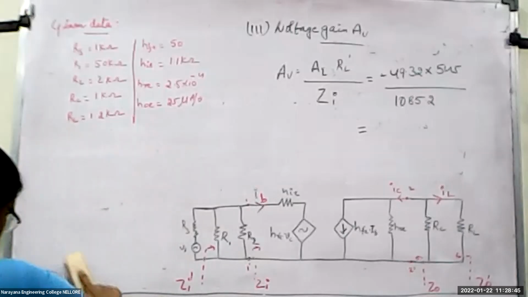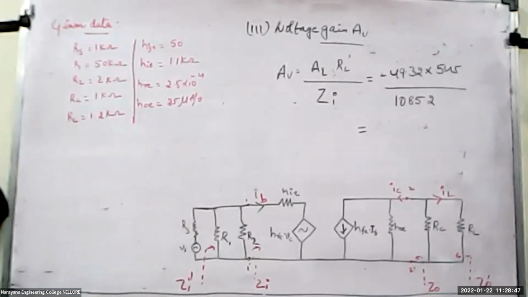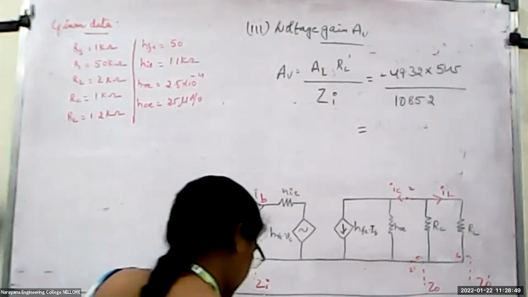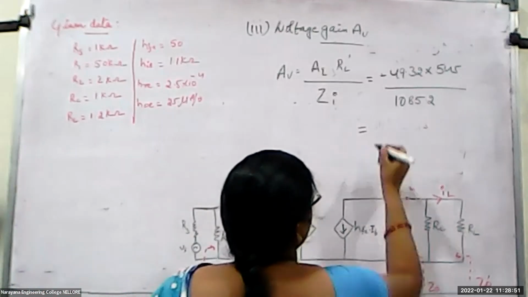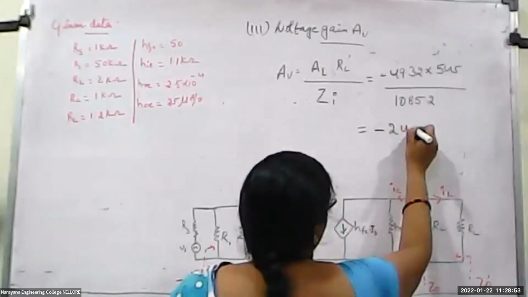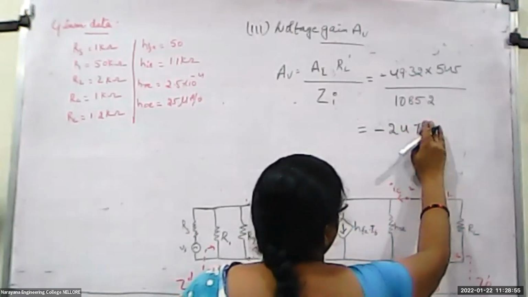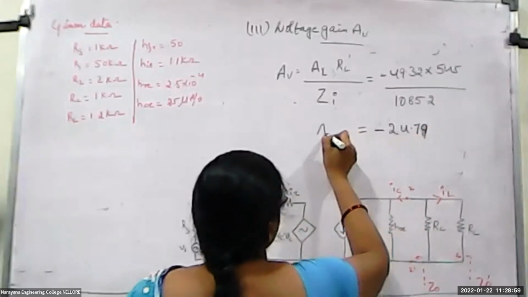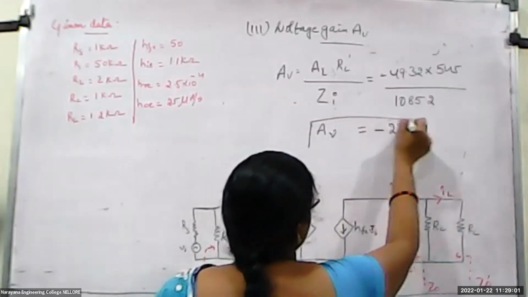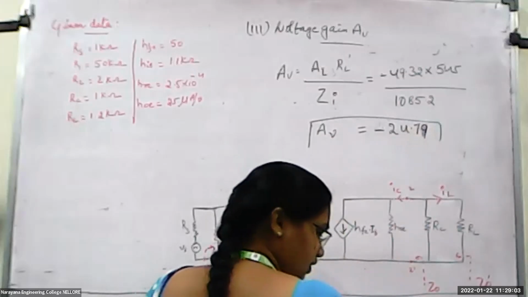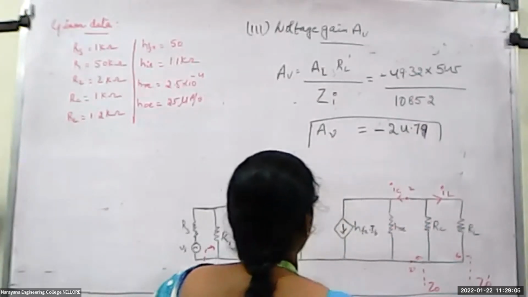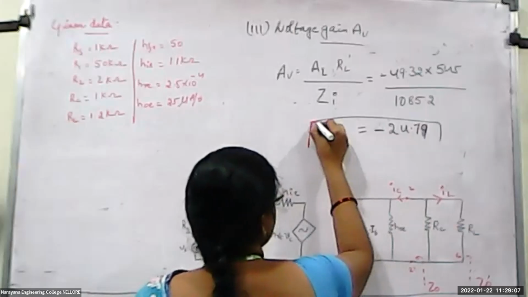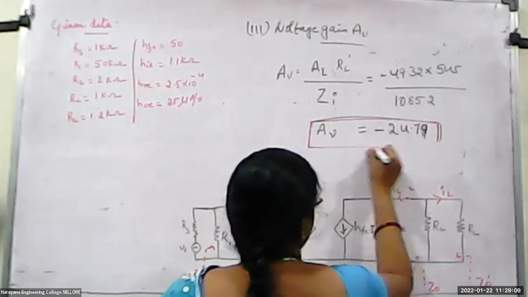Minus 24.7895. So you can make it minus 24.79. AV you got minus 24.79.